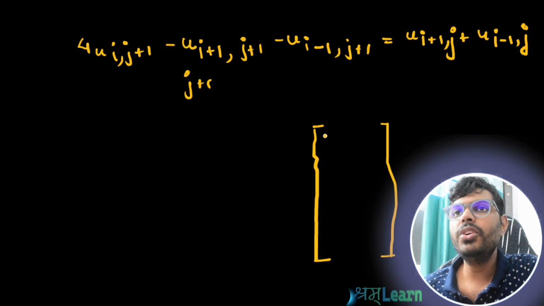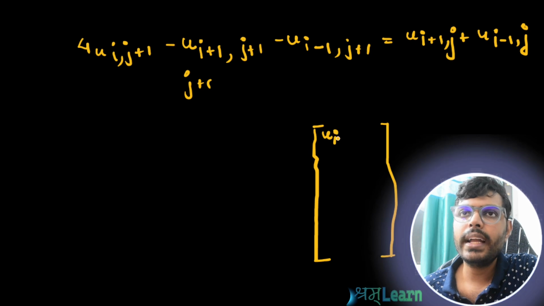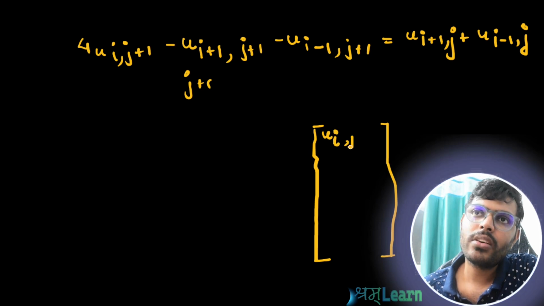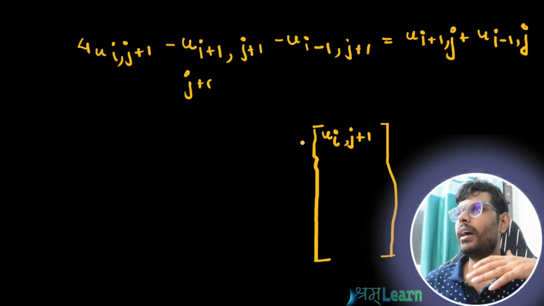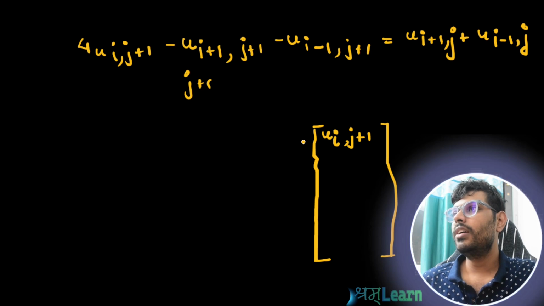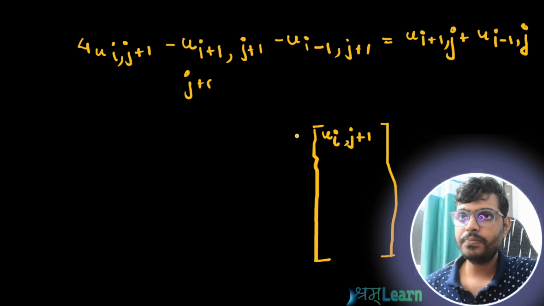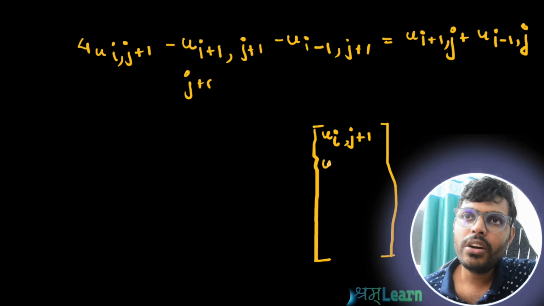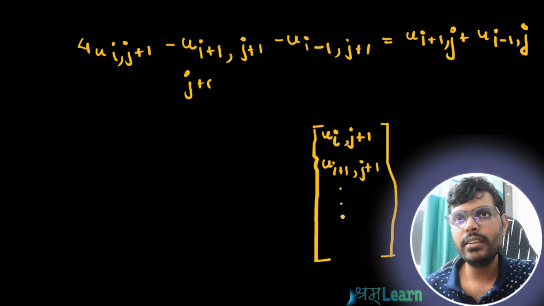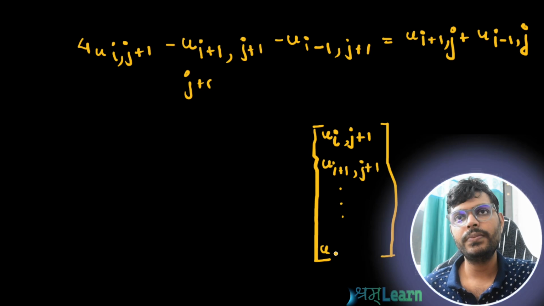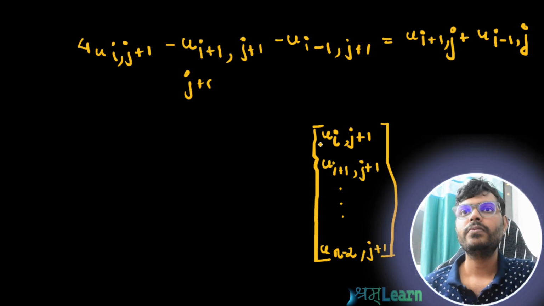So do I know u of i comma j plus 1? No, I know u of all i for j, not j plus 1. u of i plus 1 comma j plus 1, and so on, until i is nothing but n minus 2 comma j plus 1. Okay, all these things are unknown.